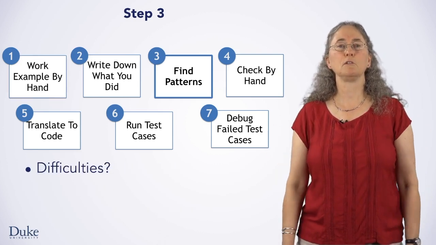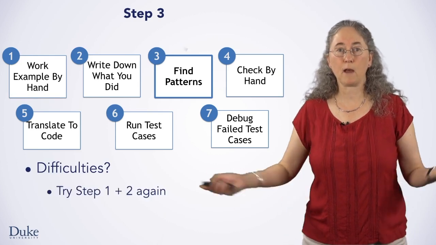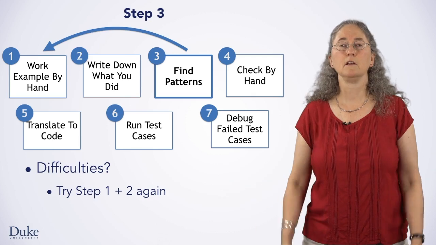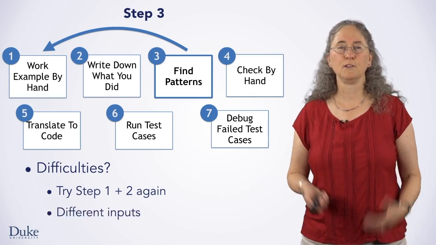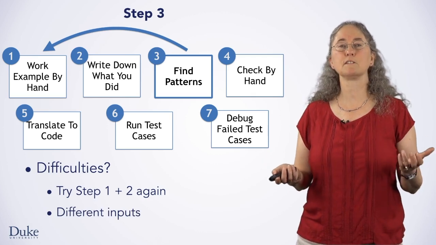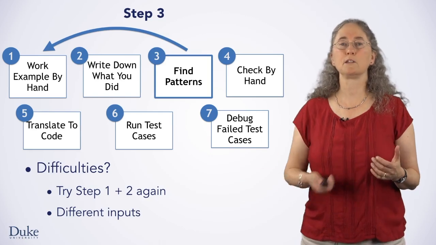So what should you do if you have trouble with this step? Go back and try steps 1 and 2 again. Use different inputs, which will give you another example to work from. You can see the steps for a different instance of the problem and have more information to help you find the patterns.